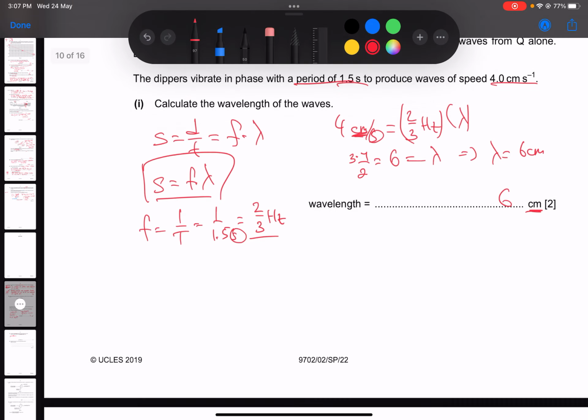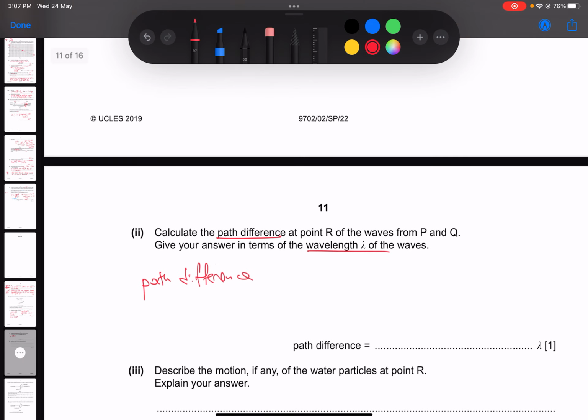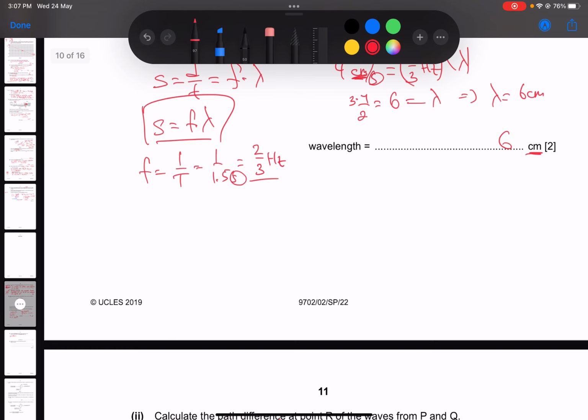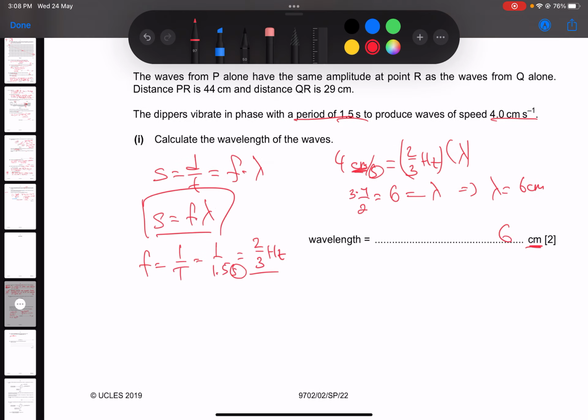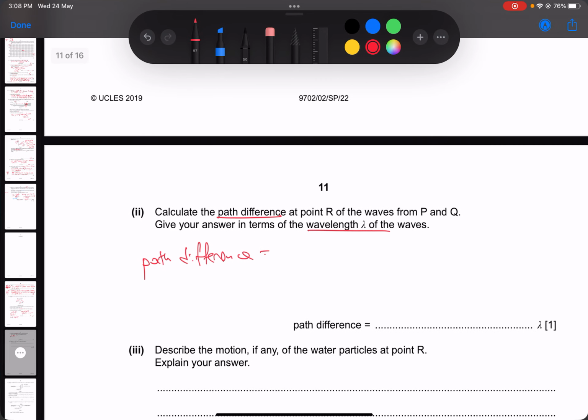For example, someone walked 10 meters, another walked for 8 meters. What's their difference? It would be 2, right? 10 minus 8, sorry. Well, yeah, so path difference would be this 29. So this side is going to be path difference, actually. So 44 minus 29, very simple, right? So it will be 15 centimeters.